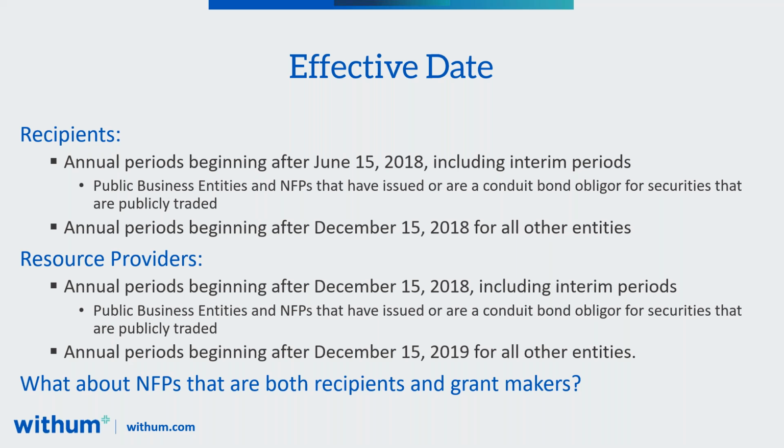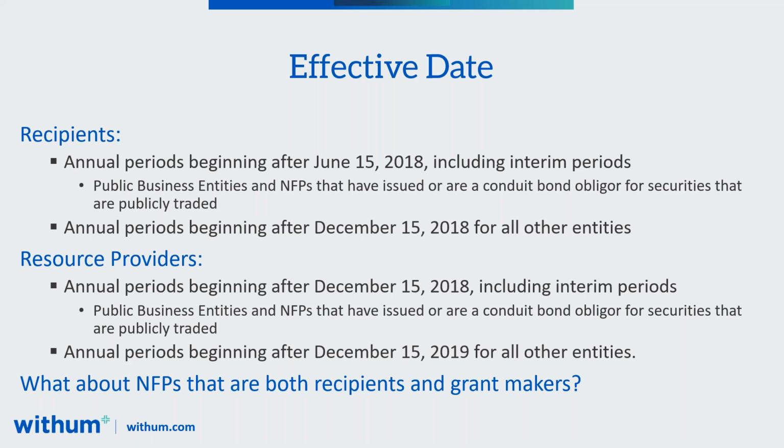So what about not-for-profits that are both recipients and grant makers? You've got two different implementation dates there. So if you both receive grants and make grants, you may want to evaluate your financial statements. You may get some funny accounting. So what you may want to consider doing is early implementing the resource provider effective date to sync up with the recipient effective date. You may want to take a look at that to make sure that you don't get some strange results on your financial statements.